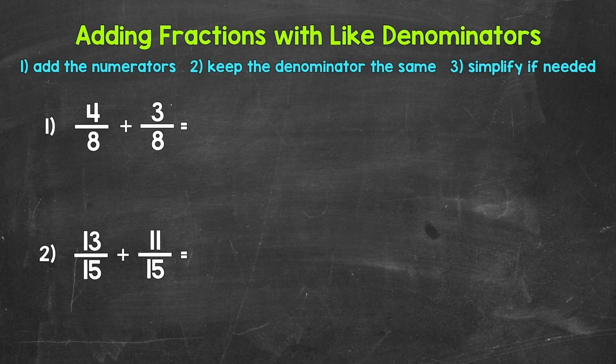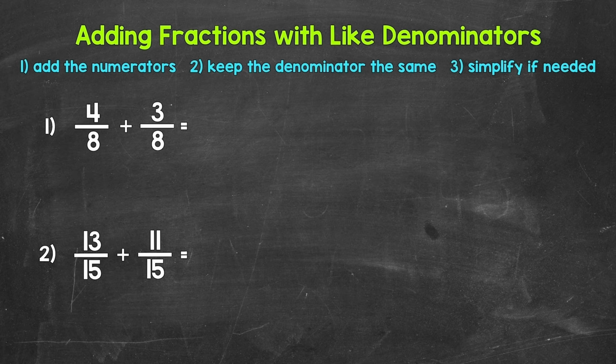We can see that we have like denominators here, that same denominator of 8. Now, whenever we are adding fractions and we have like denominators, all we need to do is add the numerators, the top numbers, and then we keep the denominator the same. That will give us our answer. And once we have that answer, we can look to simplify it if possible, if needed.